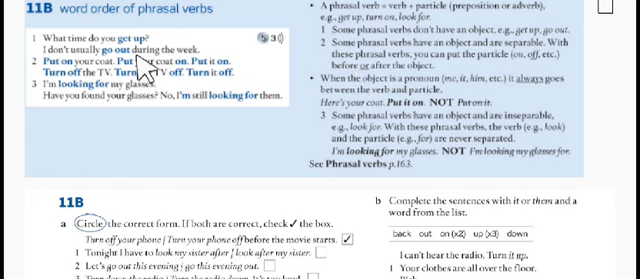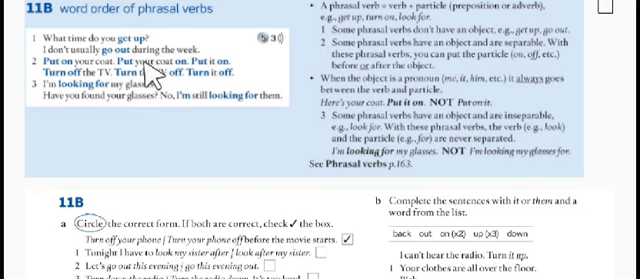Okay, here we have some examples that make clear the phrasal verbs. What time do you get up? So get up is a phrasal verb here without any object. I don't usually go out during the week. And the second type, put on your coat. We can say put on your coat. It's correct. Put your coat on. It's also correct.